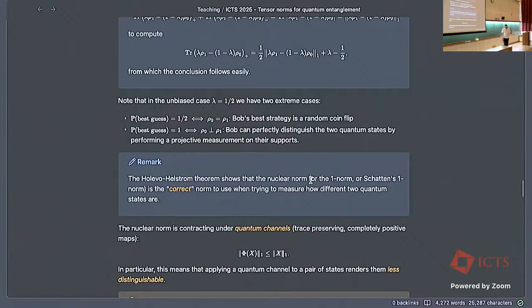Now, maybe to talk a bit about quantum channels. This one norm is also important in the theory of quantum channels because it is contractive under quantum channels. What does this mean? If I have a quantum channel, a trace-preserving and completely positive map between two matrix spaces, which models evolutions of quantum states, then the nuclear norm is contractive under it, meaning that the one norm of phi of x is always smaller than the one norm of x.